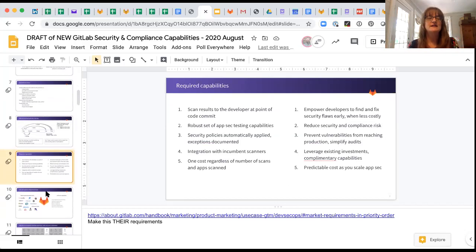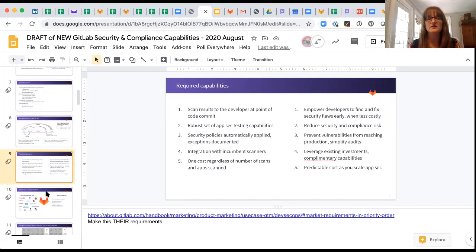Required capabilities. You want the customer or the prospect to articulate that this is their set of required capabilities. Why? Because we meet them. If they say, I have to have the scan results in the hands of the developer when they do a code commit, or at least when they do a merge, that's really key because we do that better than anybody. Other traditional AppSec vendors are trying to partner with us because they know the importance of getting their scan results in front of the developer.